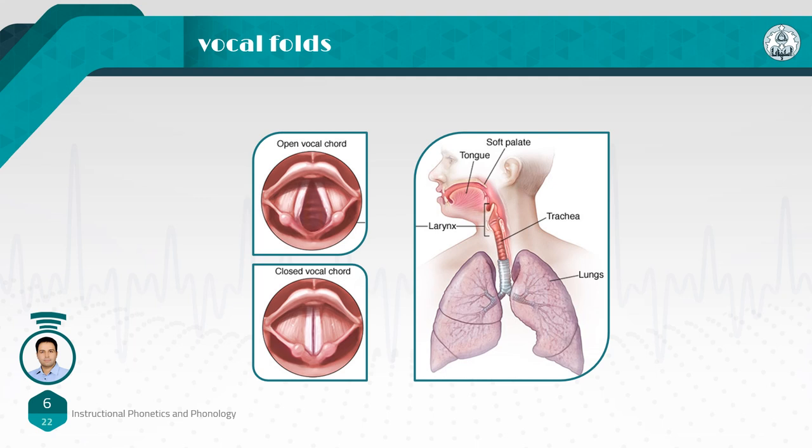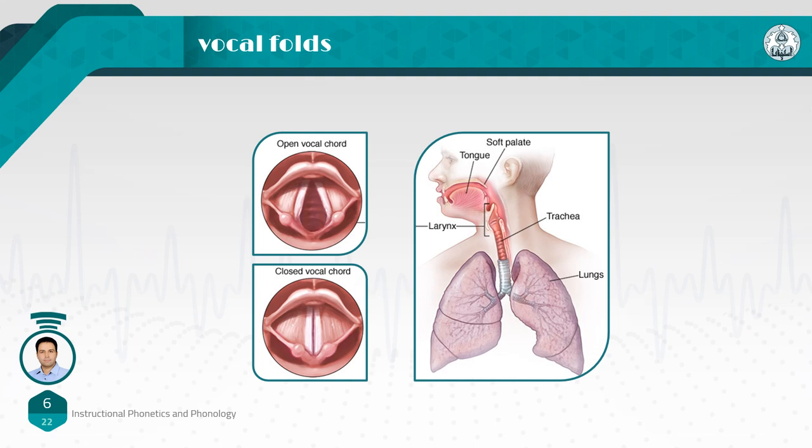As I said, if the vocal folds are apart, as yours probably are right now while you are breathing in and out, you are listening to me and you are breathing with your mouth shut. Right now, your vocal folds are apart. The air from the lungs will have a relatively free passage into the pharynx and then to the mouth. Sounds like s, sh, f. These are the sounds that you can make while the vocal cords are open.